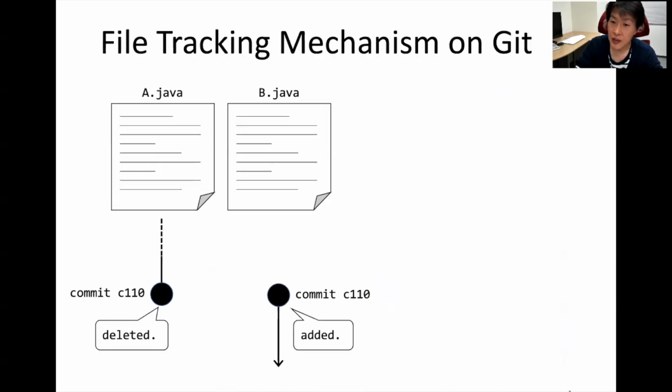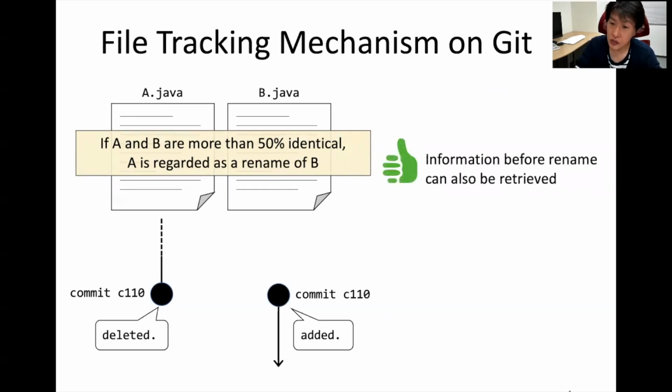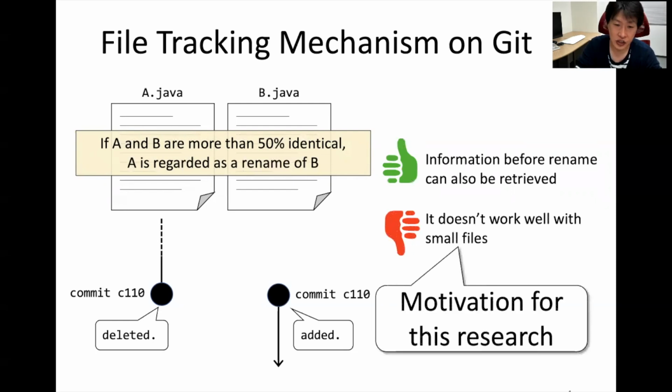In this slide, I will talk about the file tracking mechanism on Git. In a case that there are both added and deleted files in a commit, Git checks their similarity between line-based comparisons. If the two files are more than 50% identical, the added file is regarded as a rename of the deleted file. So thanks to this file tracking mechanism, the information before rename can also be retrieved. However, the mechanism does not work well with small files. This is a motivation for this research.